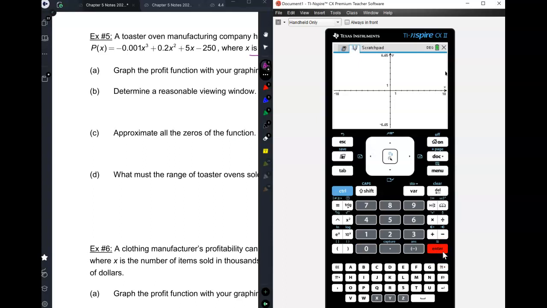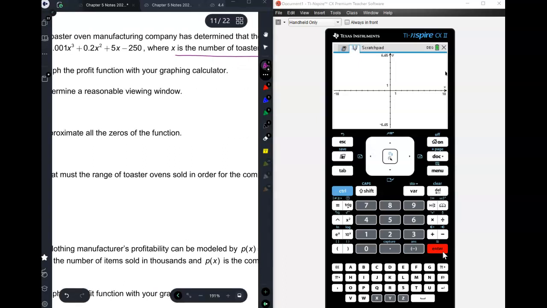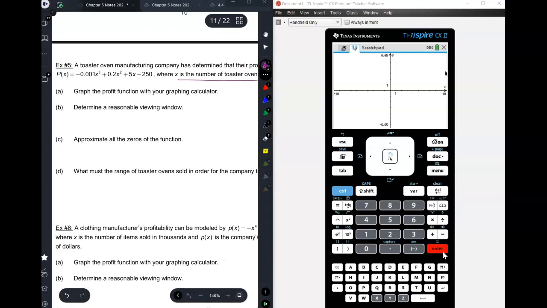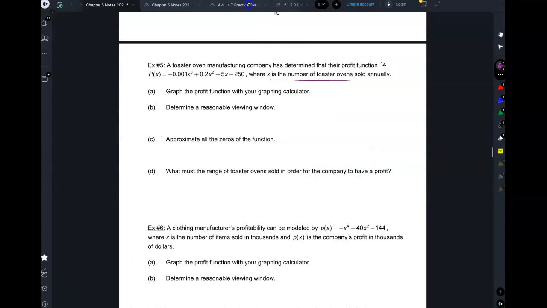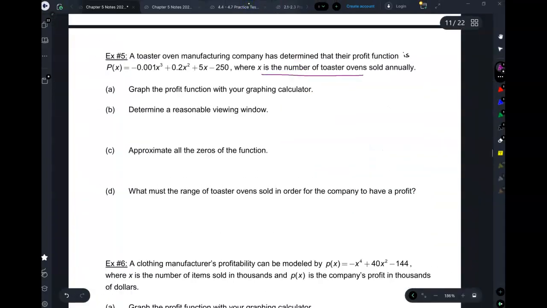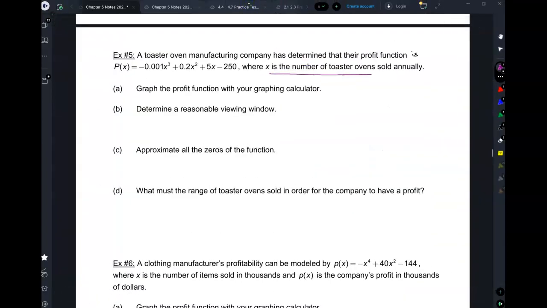Okay, you don't see anything. Purposely, right? You don't see anything. That's why the first question here says, determine a proper graphing window or a viewing window. So let's look up here for a minute, please.